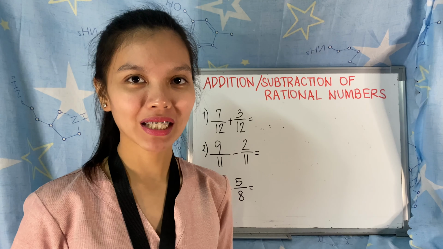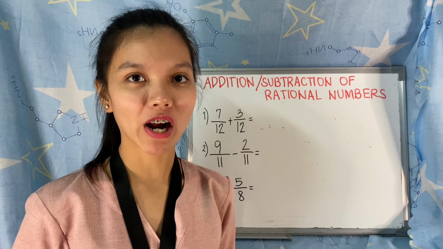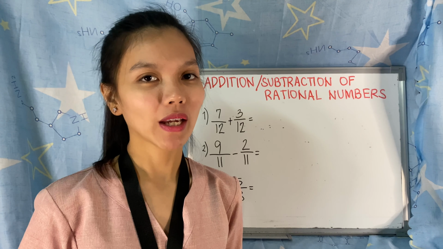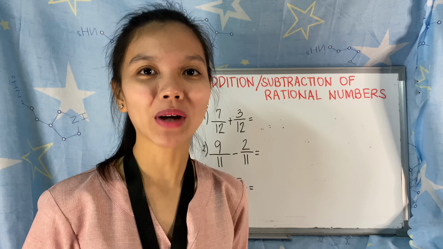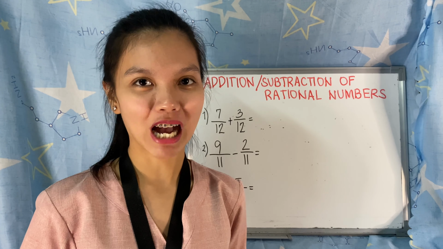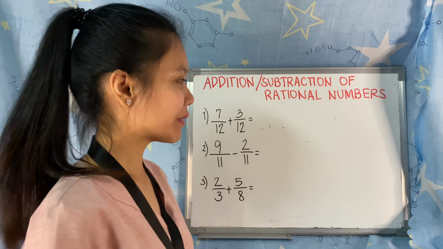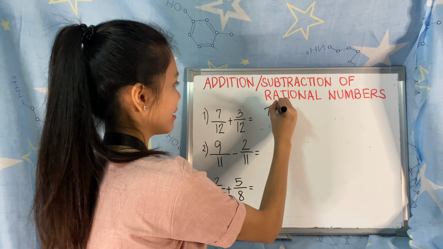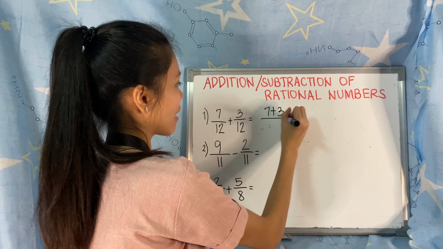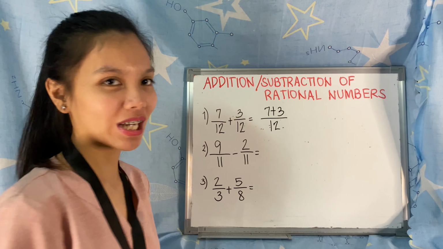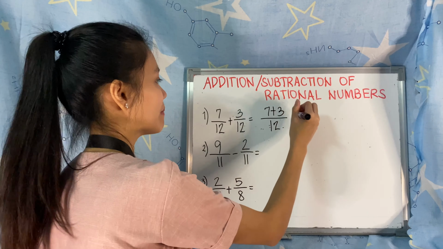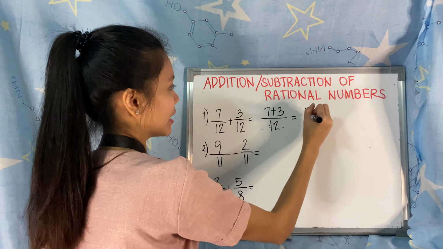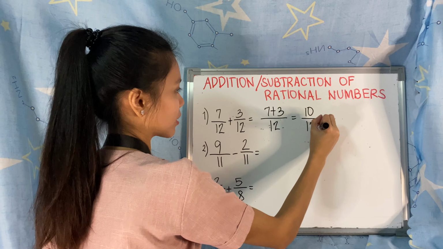So kung mapapansin ninyo, the denominators are already the same. So if the denominators are the same, yes, we are going to add the numerator and just copy the denominator. So we have 7 plus 3, copy the denominator, which is 12. Then, let's get its sum. So 7 plus 3, that is 10. Copy the denominator, which is 12.